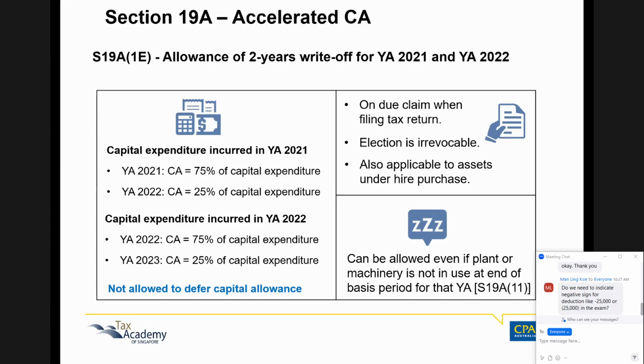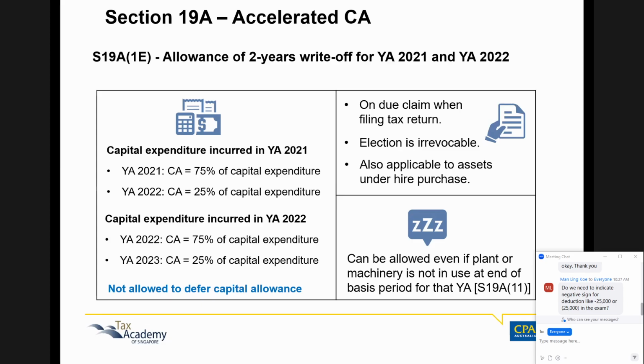Okay, it's upon due claim when filing the tax return. The election is irrevocable, meaning once you say you want to claim, you cannot later choose to say, hey, I don't want to claim this accelerated 2 years anymore. It can also be allowed for apply and actually not used at the end of the basis period.